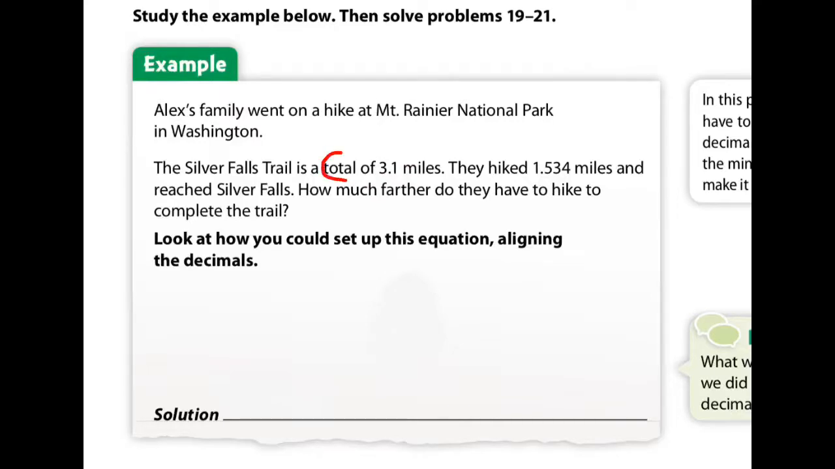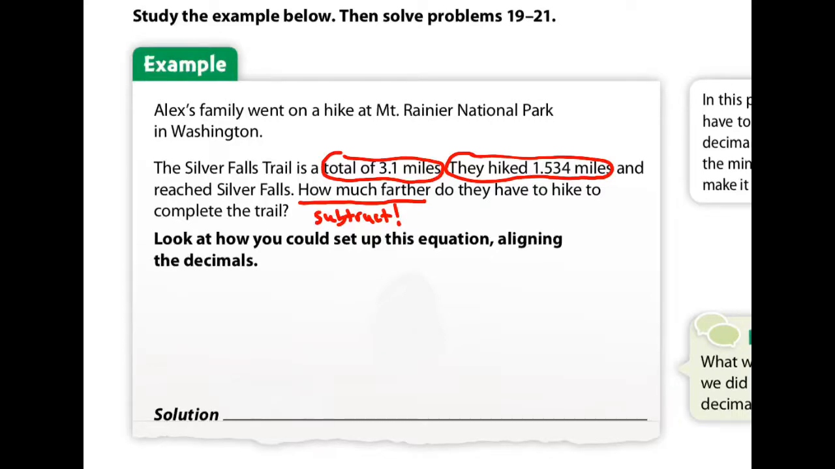They hiked 1.534 miles and reached Silver Falls. So that's what they hiked. All right, so right now I'm thinking they gave us a total and they gave us the part that they hiked. How much farther do they have to hike to complete the trail? Now, I saw the key words, how much farther. Do you remember? How much farther always means to subtract. So, first, down below, I'm going to show you the subtraction problem you would do to solve.